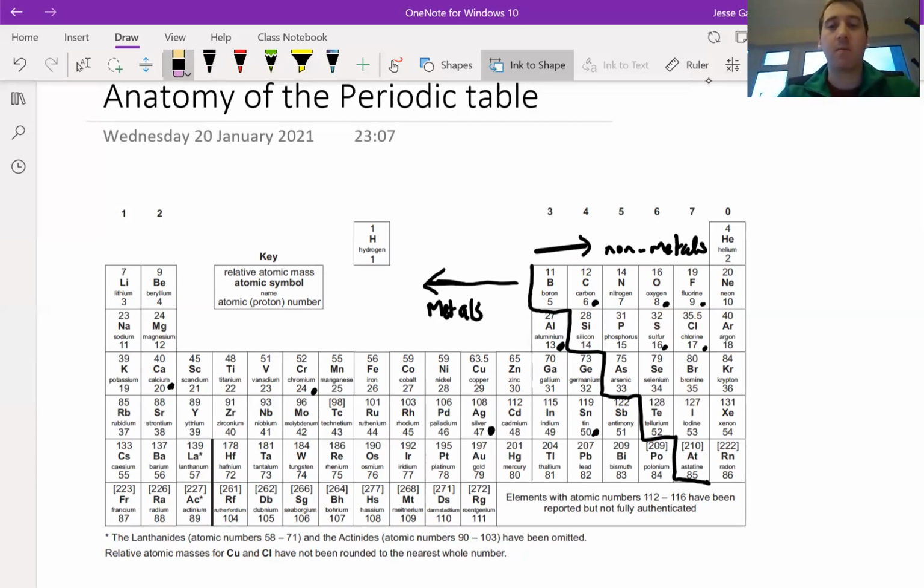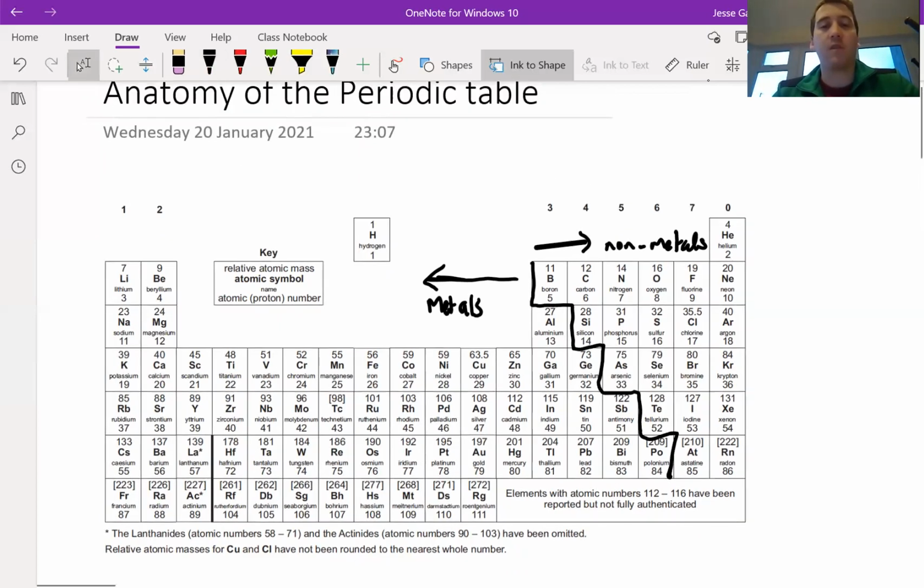Although this table looks really big and complicated and even a bit scary, it's important to remember that we've already broken it down into a couple of things that we can say about it. We know what the stepped line is and what it shows. And we know that there are some elements that are metals and some that are non-metals. I'm just going to stop talking for a minute. I want you to have a look and browse over the periodic table.